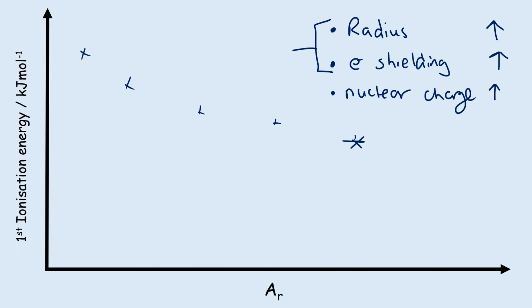As we go down the group, the ionization energy will decrease because we have a bigger radius and more electron shielding, despite the fact that there is an increase in nuclear charge. Less energy is needed to remove the outer electron, and the ionization energy will decrease down the group.